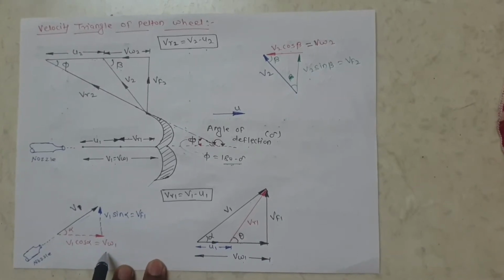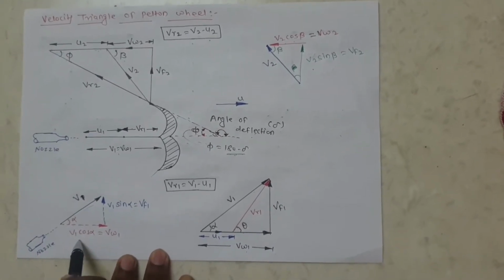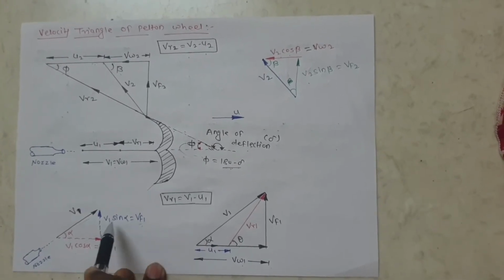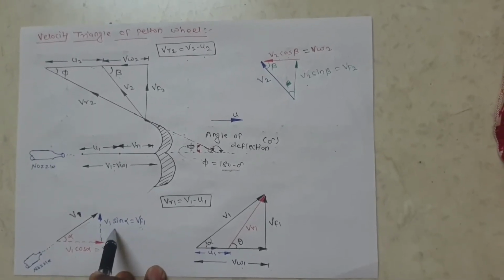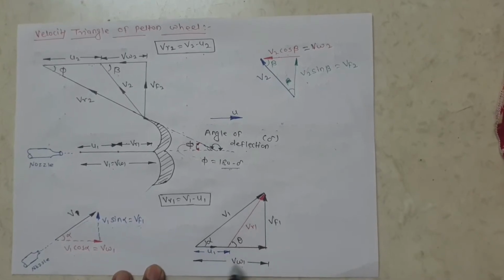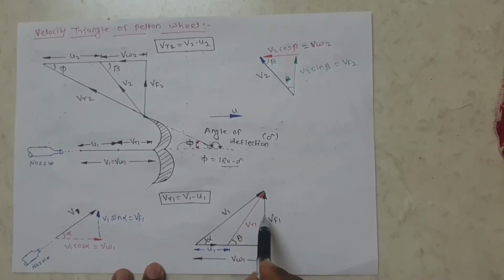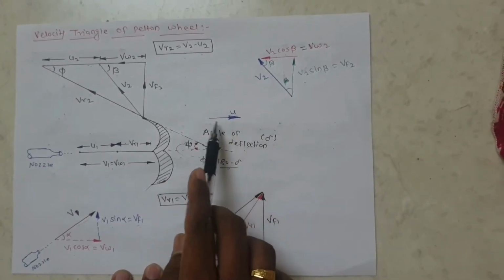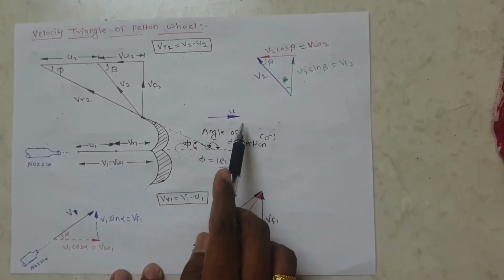That horizontal component is the whirl velocity, equal to V1 cos alpha, and that vertical component is the flow velocity, equal to V1 sin alpha. That is V1, that is VW1, that is VF1. After that, the blade is moving in the horizontal direction with velocity u.